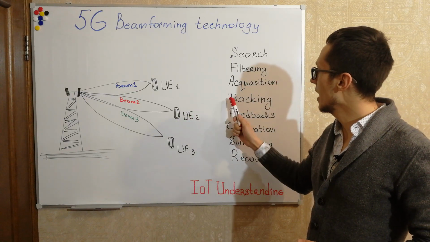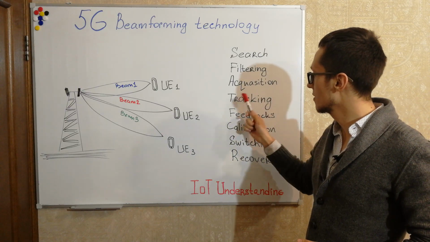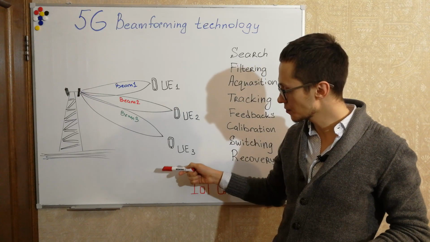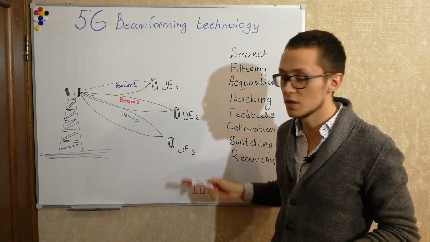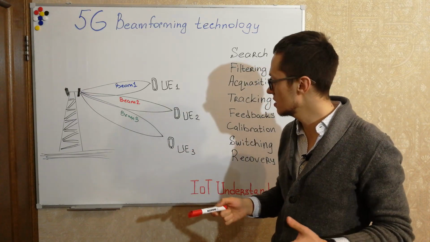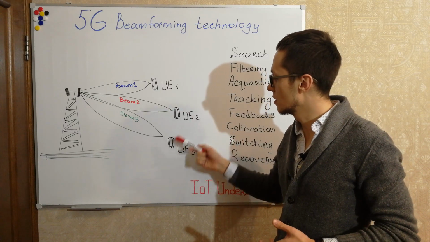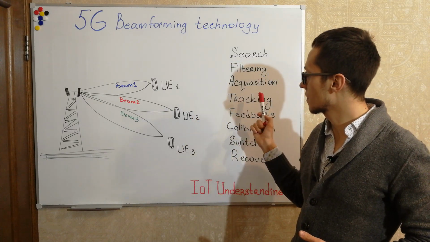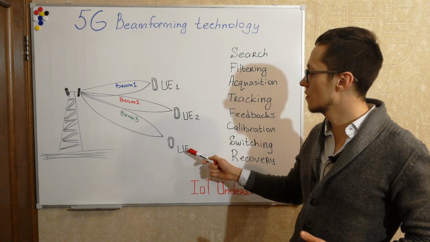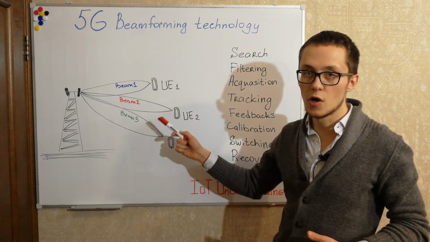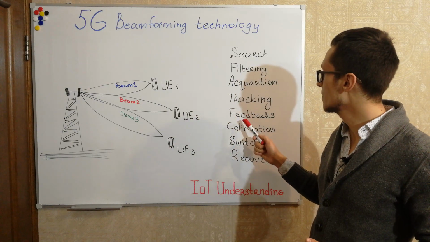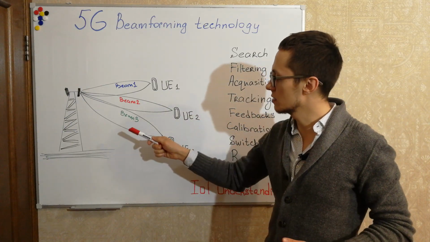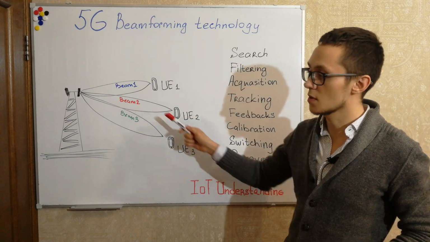The UE has to know how to track this beam, because the UE is a mobile device, and there may be some movements, so the system should know how to track the UE, and the UE should know it by collecting some feedback and sending it to the network.